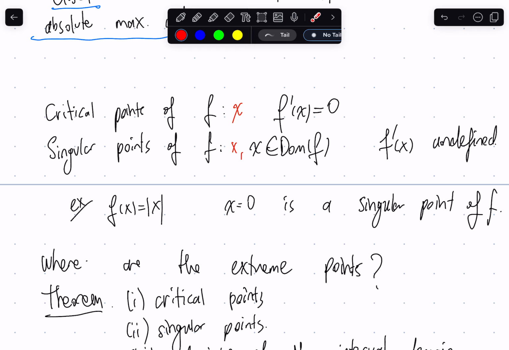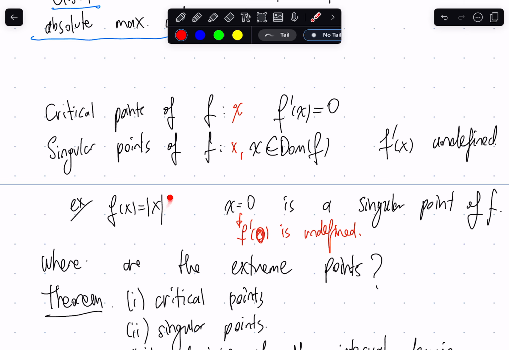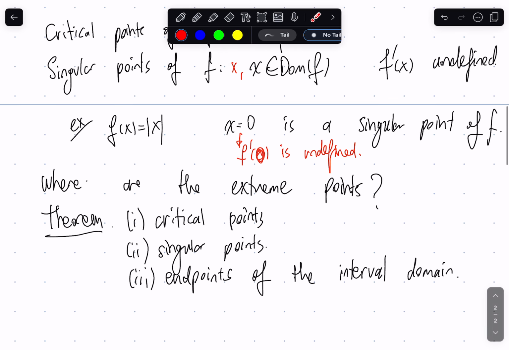For example, if you look at this absolute value function at x equals 0, we know that the function has no derivative at x equals 0, right? So this is undefined. And this means that x equals 0 is a singular point of this absolute value function.